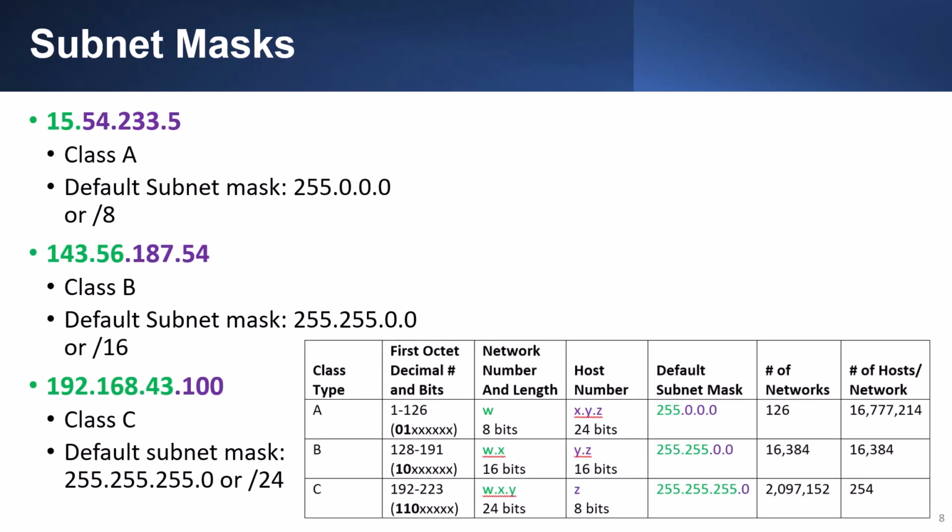With classful addresses, by default, Class A addresses start between 1 and 126, which has a default subnet mask of 255.0.0.0 or /8. By default, Class B addresses start between 128 and 191, which has a default subnet mask of 255.255.0.0 or /16. By default, Class C addresses start between 192 to 223, which has a default subnet mask of 255.255.255.0 or /24.